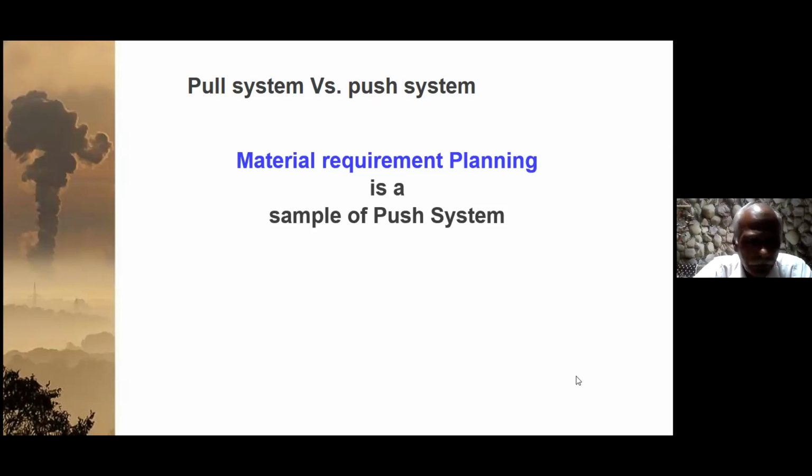Is the single piece flow the same as a pull system? Single piece flow and pull system, are they the same? Sir, the question was not clear. He is asking whether single piece flow is a type of pull system or not. Yes, I am saying it is one kind of pull system. Okay. So we'll give the example in the upcoming slides.